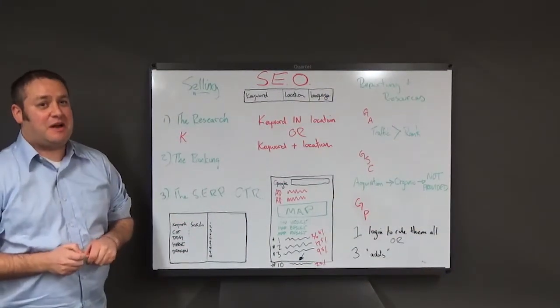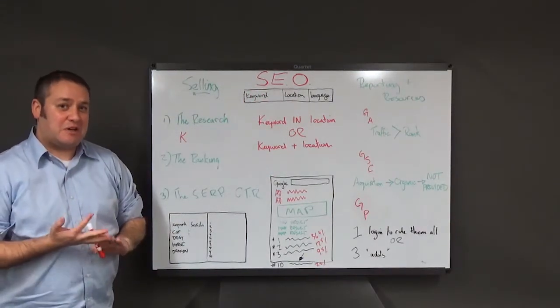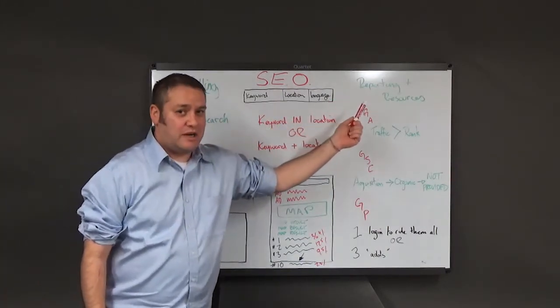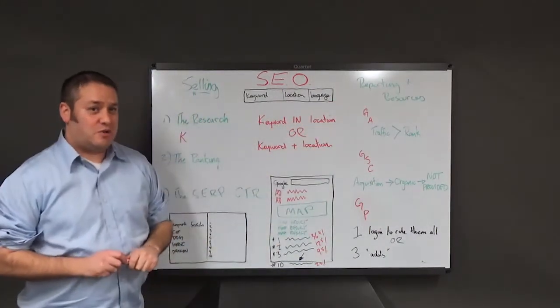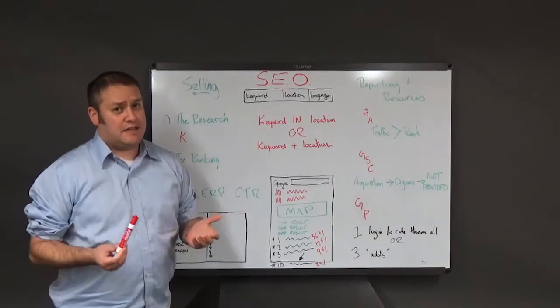Today we're going to be talking about search engine optimization, and we're going to cover two important topics. We're going to talk about how to sell it, and then we're going to talk about reporting and resources in order to achieve optimal results. So, how to sell it?